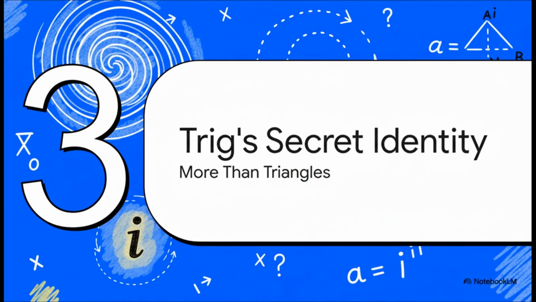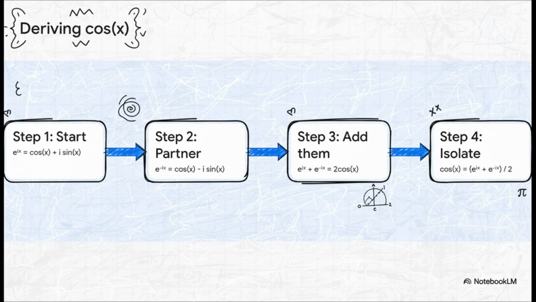So, armed with our master key, we can now do something amazing. We can uncover the secret identity of functions we've all known since high school. It turns out sine and cosine, they're not really about triangles. Nope, that's just one of their disguises. So how do we unmask this secret? Well, we start with a version of Euler's formula.